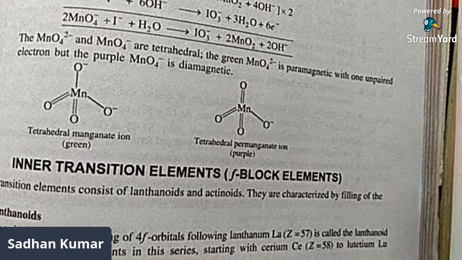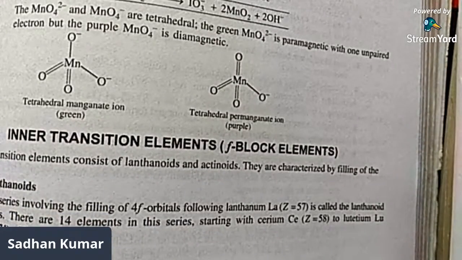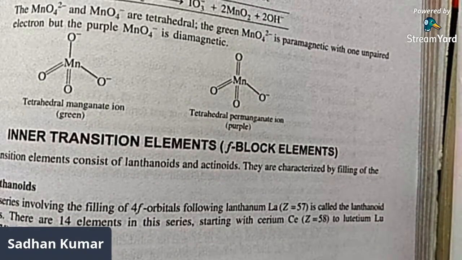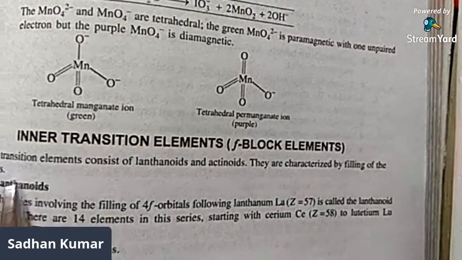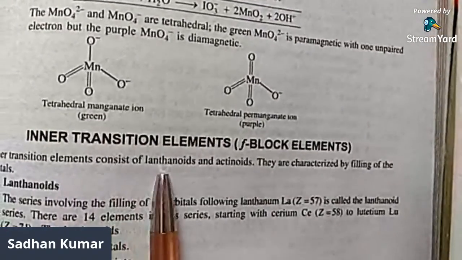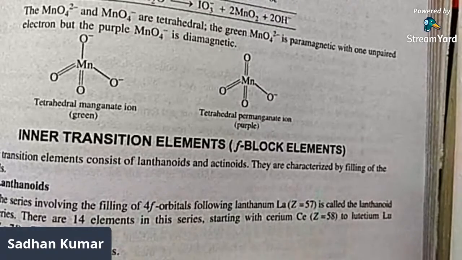I hope you have copied it, children. Okay, after that, we are moving to the next part of the chapter, that is the inner transition elements, also called the F block elements. They are also called lanthanides and actinides. So we can say that the inner transition elements consist of lanthanides and actinides. They are characterized by the filling of the f orbital.